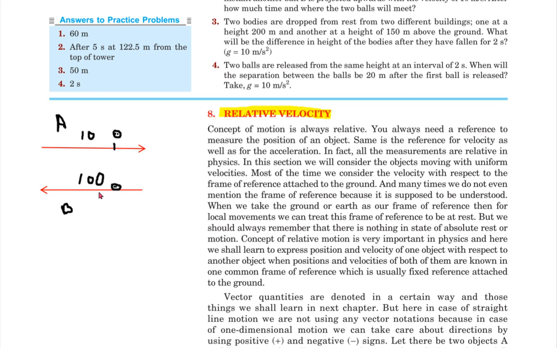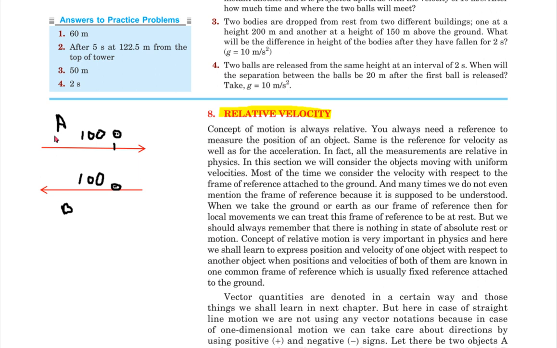If both moved at 100 meters per second in opposite directions, the relative velocity will be 200 each. That means the person sitting in object A will see the person B moving with 200 meters per second, 200 velocity. This is the relative velocity.